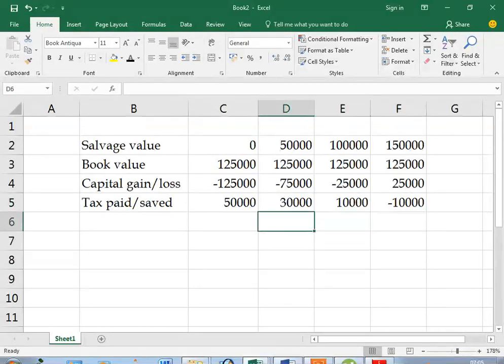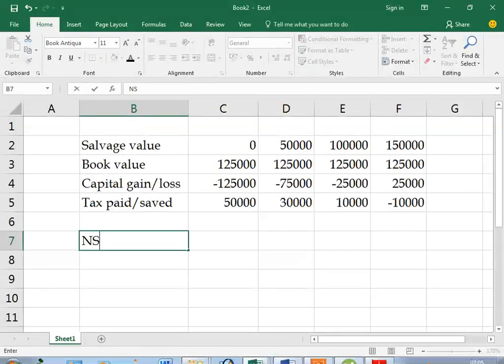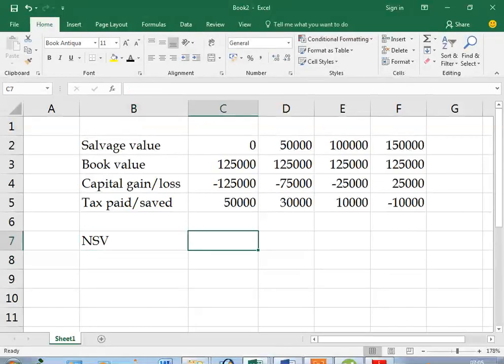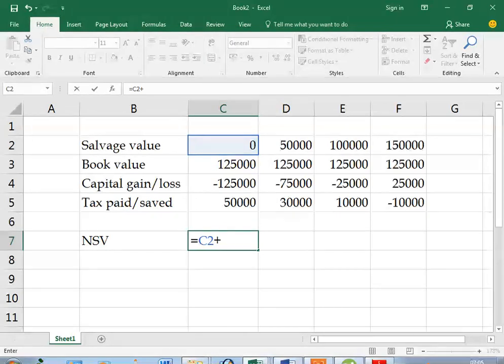My NSV is, I leave a line and write it because it's not a continuation. NSV is salvage value plus tax saved minus tax paid. See, book value is not a cash flow. Capital gain is also not a cash flow. One, you get a sale value which is a cash flow, and second, you may have to pay tax or you save tax. So NSV is sale value plus tax saved minus tax paid.